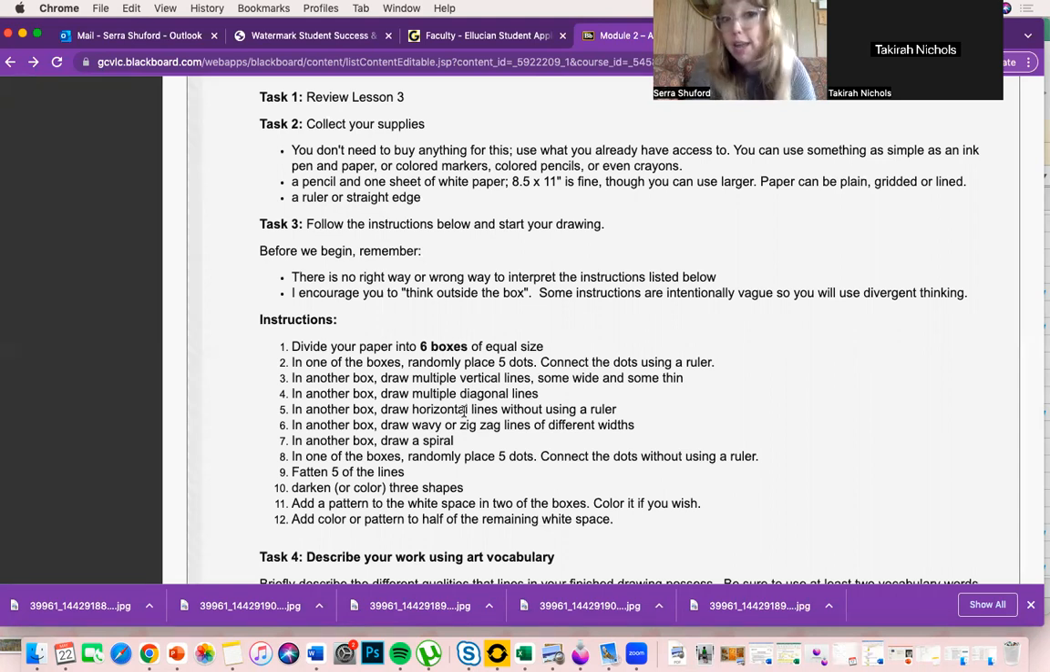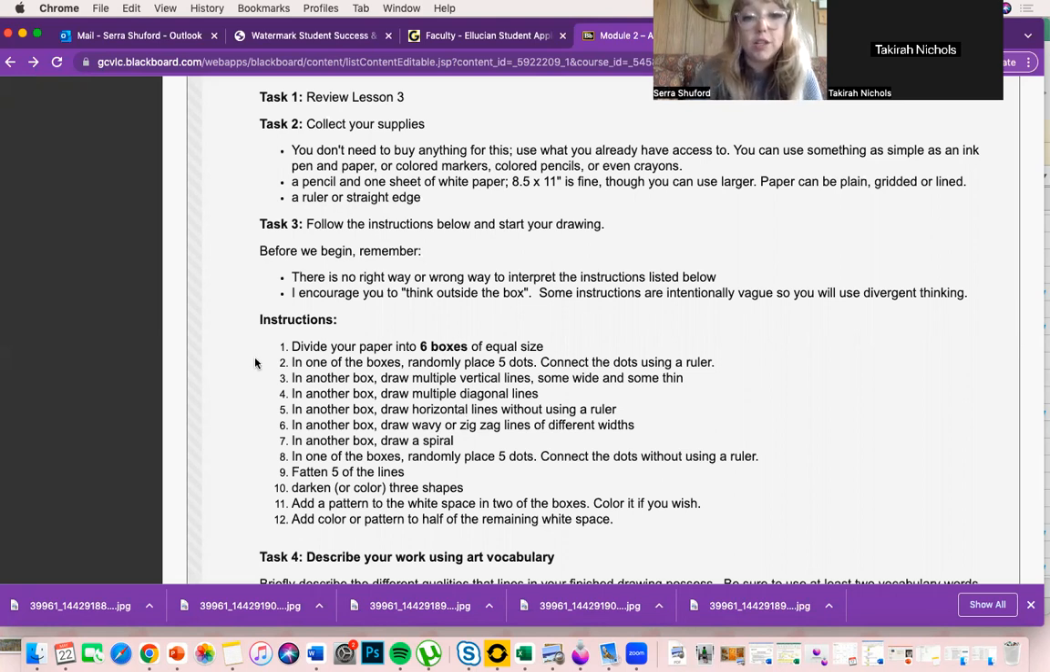And you will need a ruler or a straight edge. If you don't have a ruler, you can just use the edge of your computer or your book or your phone or whatever. And then you'll follow the instructions. Remember that there is no right or wrong way to interpret the instructions listed below. I encourage you to think outside of the box. Some instructions are intentionally pretty vague, so you'll use divergent thinking.